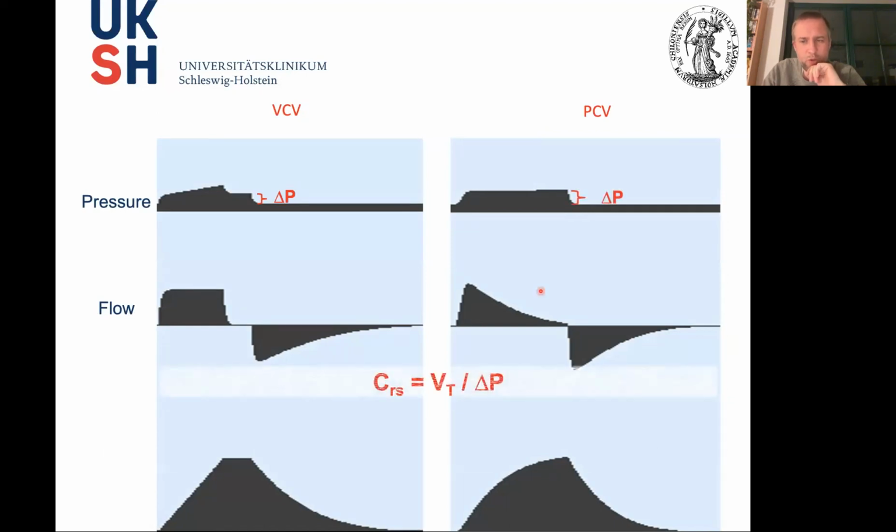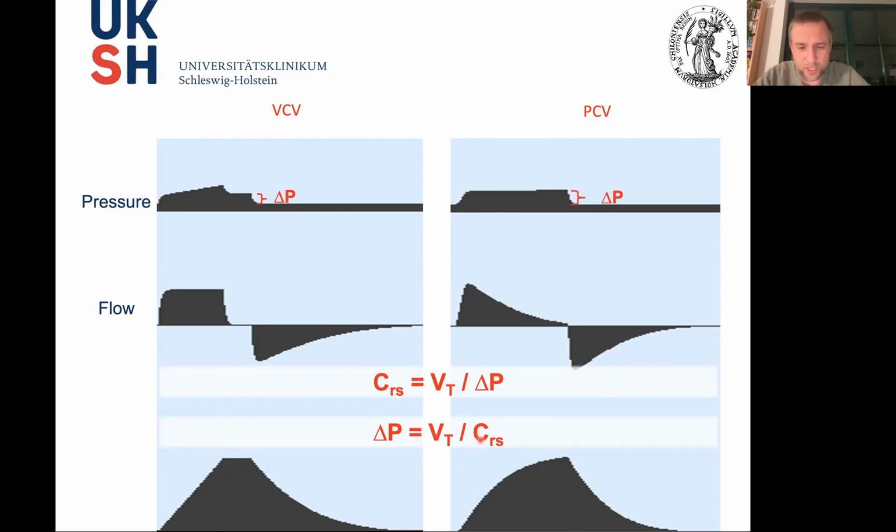Why is that so? When we look at the driving pressure during volume controlled or pressure controlled ventilation, it's very easy to measure. And this is the way we normally measure respiratory system compliance. So we take the tidal volume and then we divide it by this driving pressure to get compliance. But as I said, we can do it the other way around. We can calculate driving pressure by dividing tidal volume by respiratory system compliance.